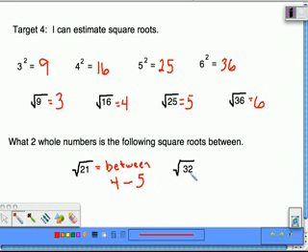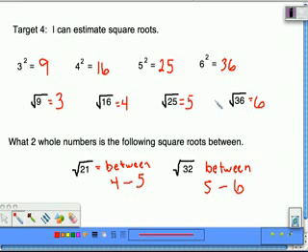Another one we'll look at is square root of 32. The square root of 32 is larger than the square root of 25, but less than the square root of 36. So the square root of 32 is going to be between 5 and 6.